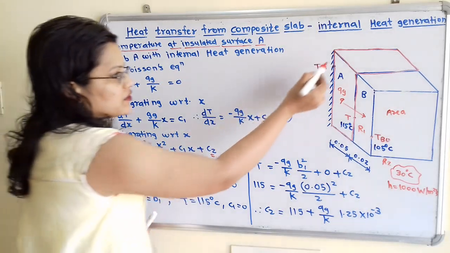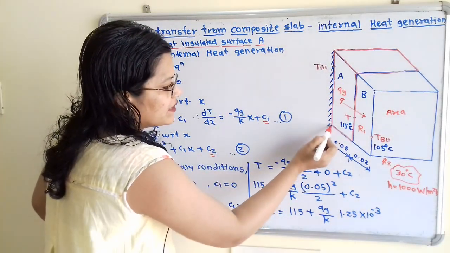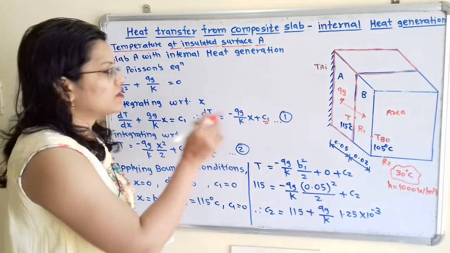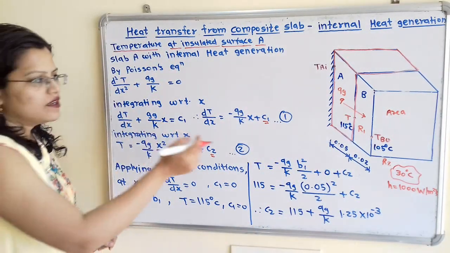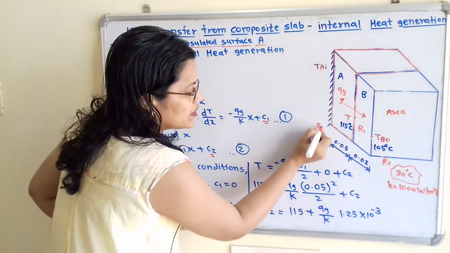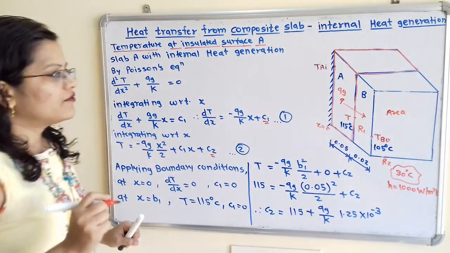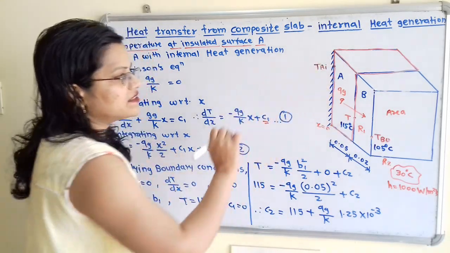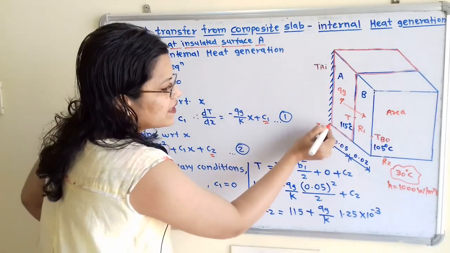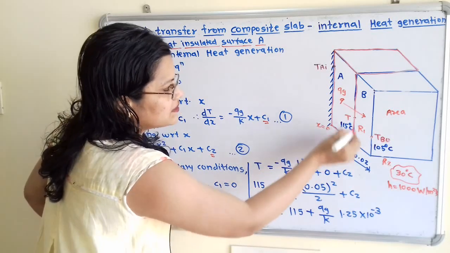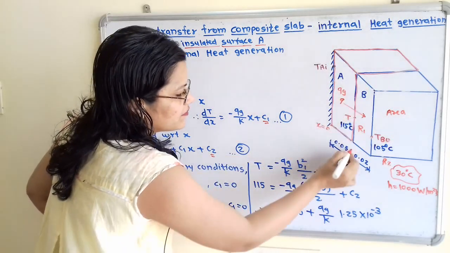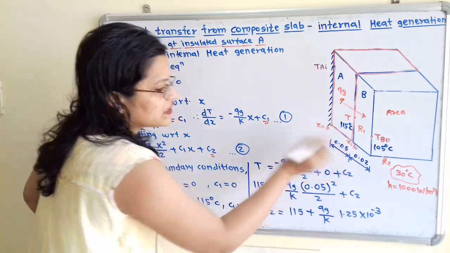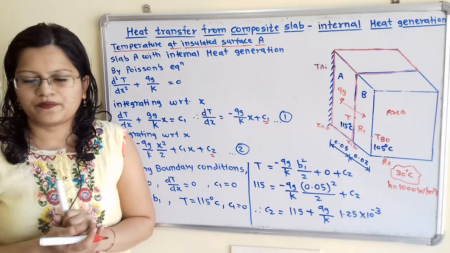Now if we observe this material A, at this insulated surface, what is x? Because the distance x is variable. So when x is equal to 0, we know that the temperature at the insulated surface is TAI, and at the end surface of A, here x is equal to B1, because B1 is equal to 0.05 meter.